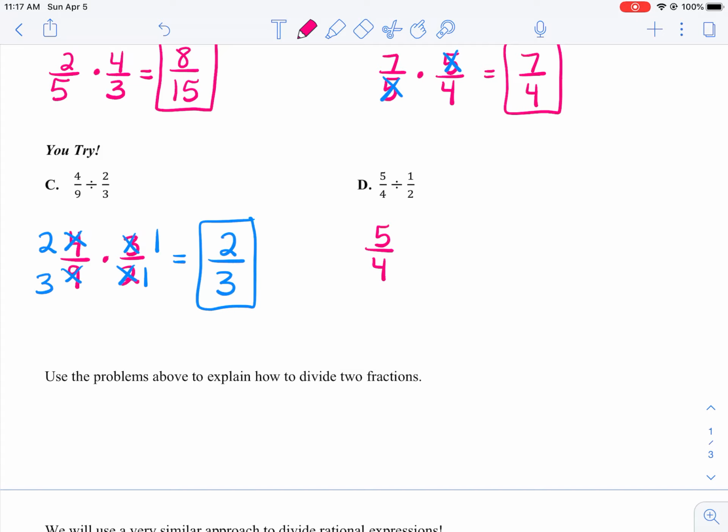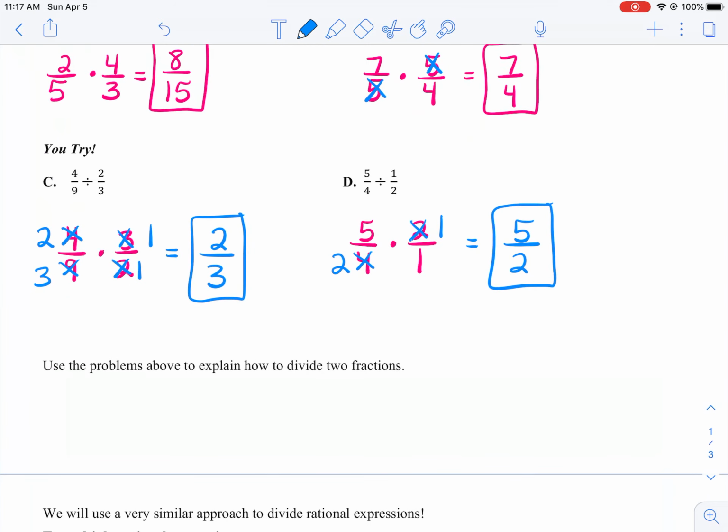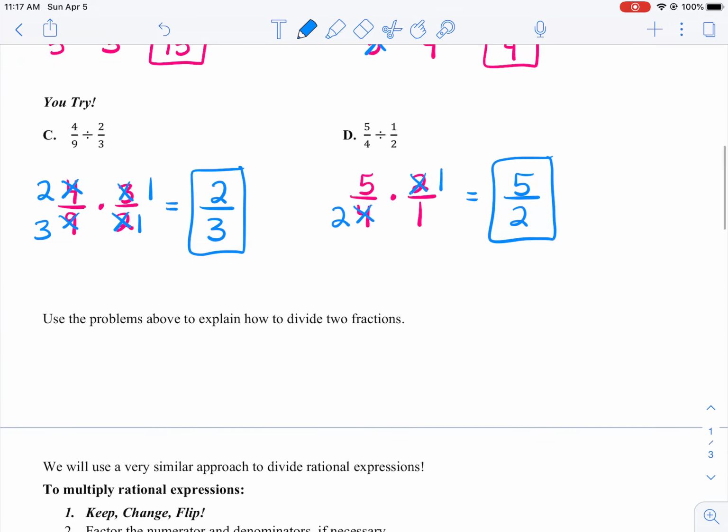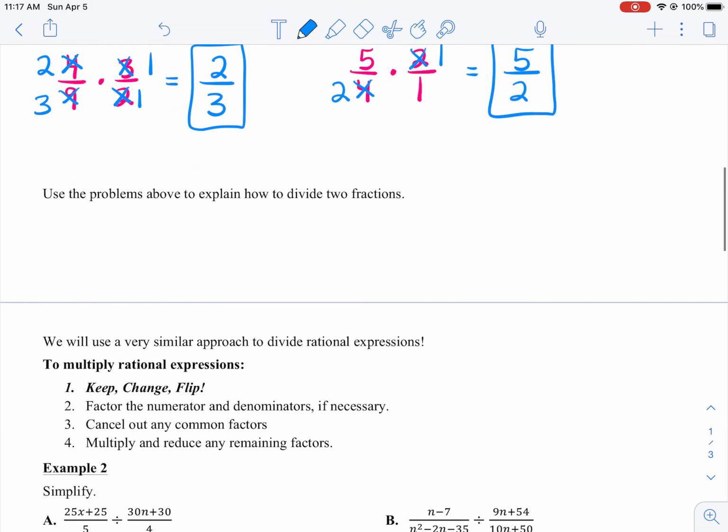Okay, and then the next one, keep, change, flip. And this time we can reduce 2 over 4. We can make that a 1/2. And so all we're left with on the top, 5 times 1 is 5, 2 times 1 is 2, and so the answer is 5/2. Okay, so if you tried those and you got 2/3 and 5/2, then you're in good shape.